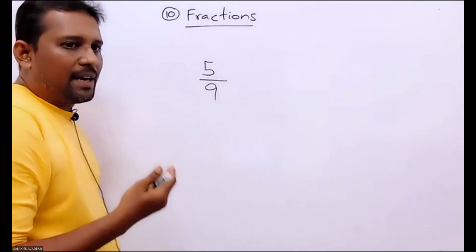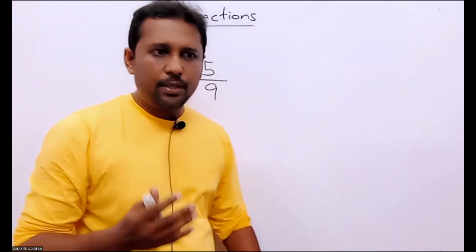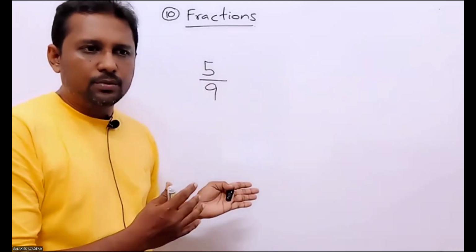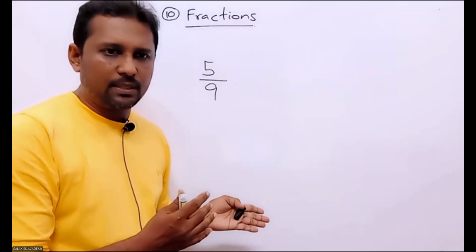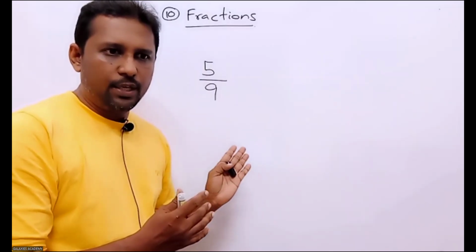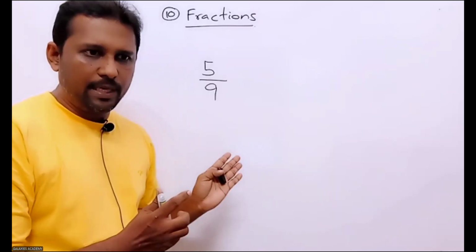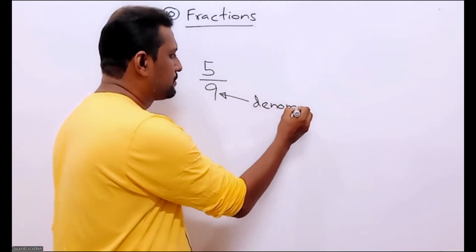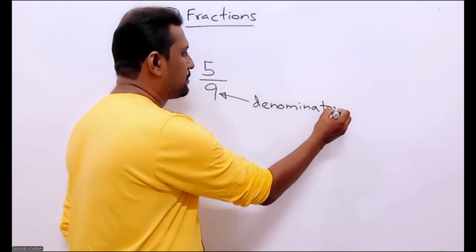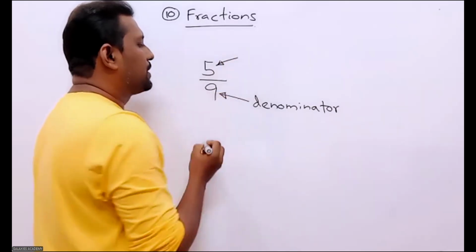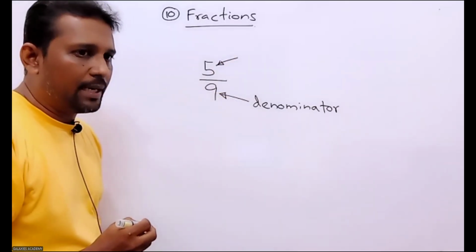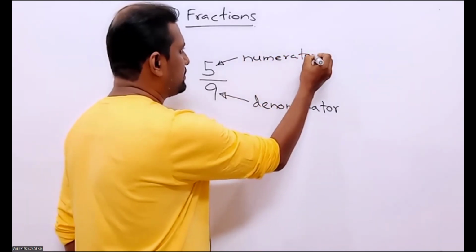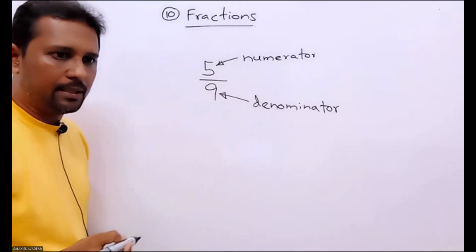This is the normal fraction writing method. I told you there are two parts of a fraction, no? This lower value, what's the name of the lower value of a fraction? It is the denominator. What is the upper part of the fraction? It is the numerator.